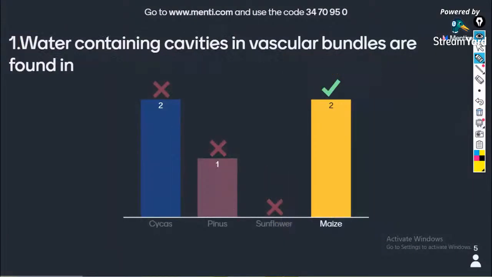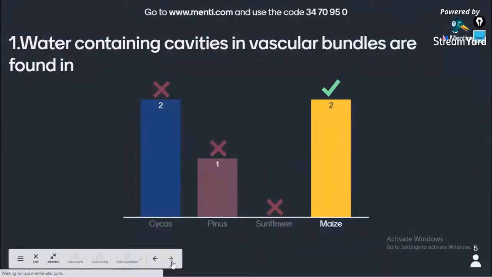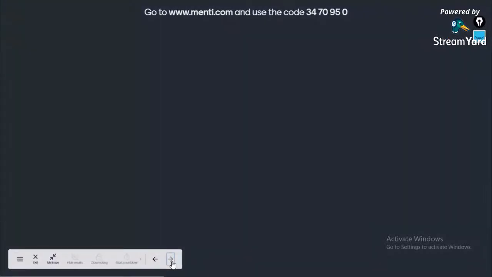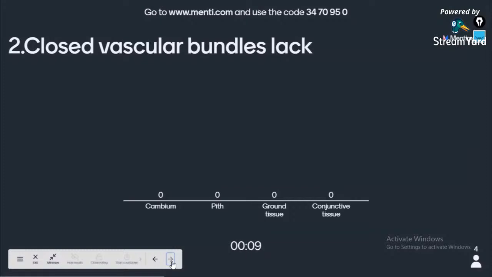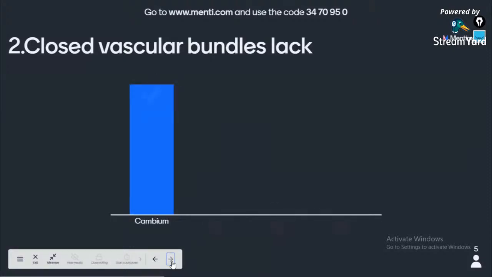Next question on the screen. Closed vascular bundles lack: cambium, pith, ground tissue, conjunctive tissue. Very simple question, guys. Very good, guys. It is cambium.